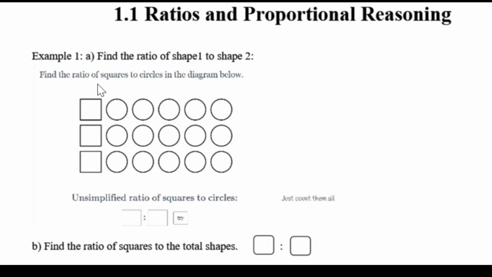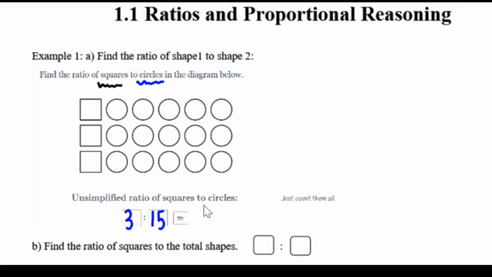Find the ratio of squares to the circles. So what we are going to do is count how many squares here and how many circles here and put the circles and the squares number in the box. So 3 squares. And circles we count 5, 10, 15. So this is not simplified ratios. So 3 squares to 15 circles.